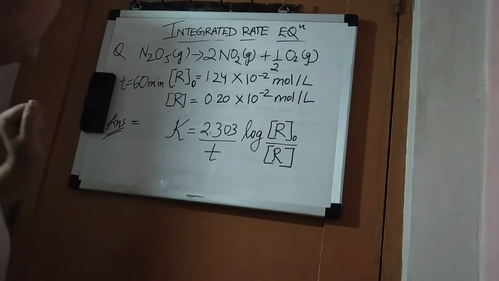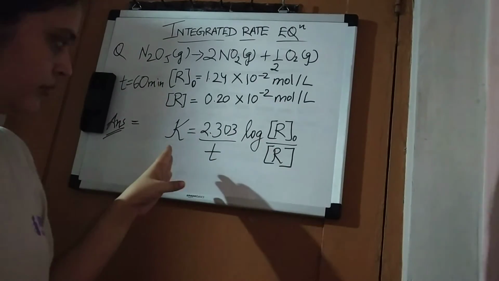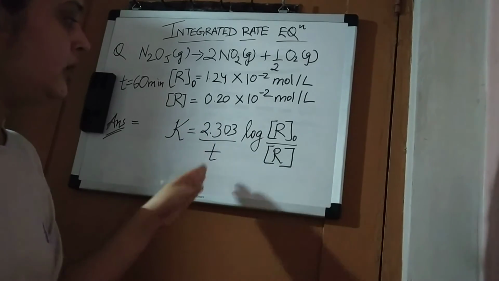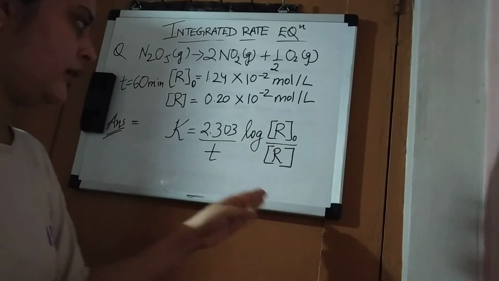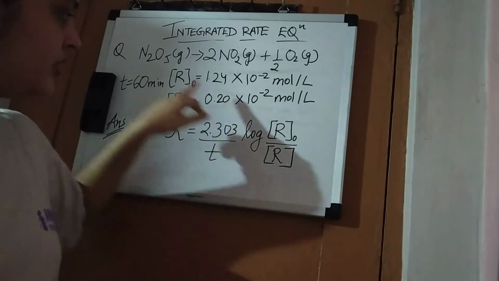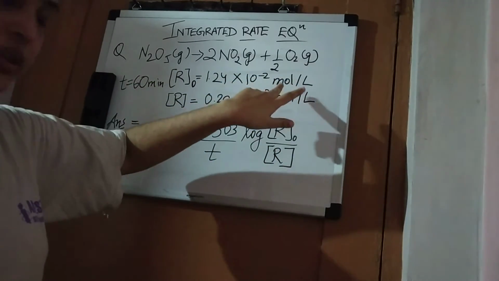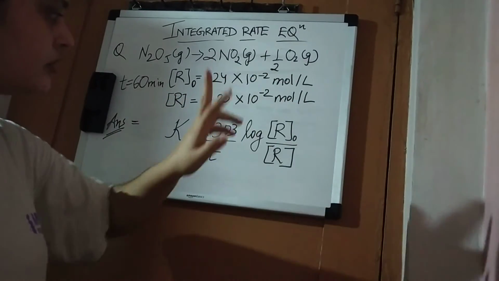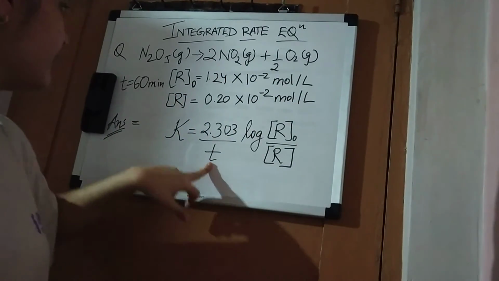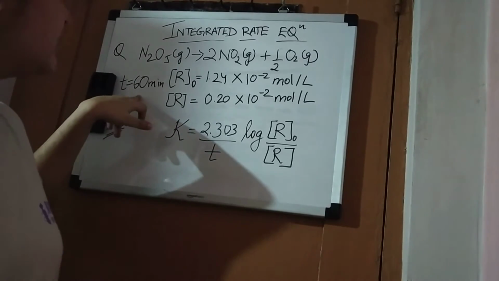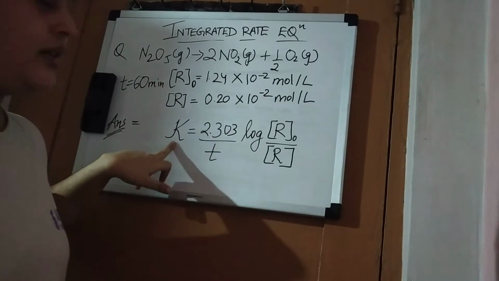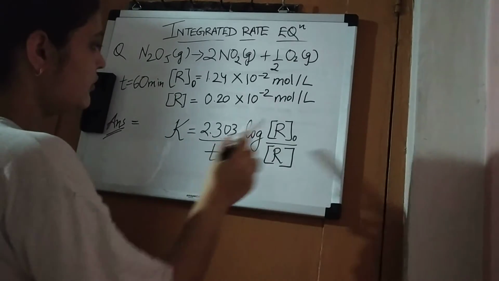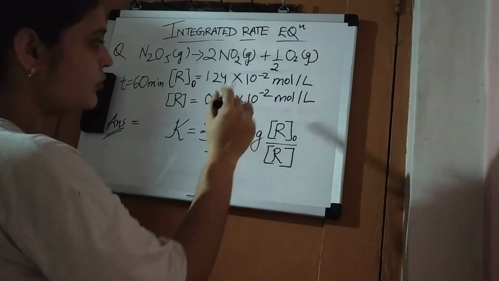Okay, so we have already derived this formula: k = (2.303/t) log(R0/R), where R0 is the initial concentration which is given in the question, R is the final concentration of reactant which is also given in the question, t is the time change, that is 60 minutes, and k is the rate constant that we need to find out, right? So we will just put in all these quantities.